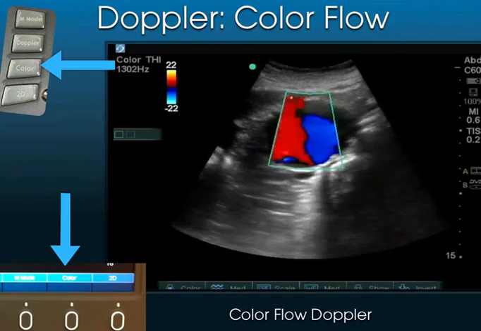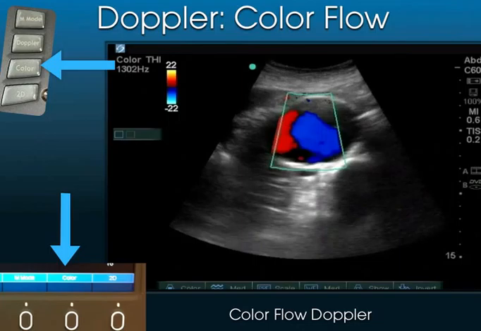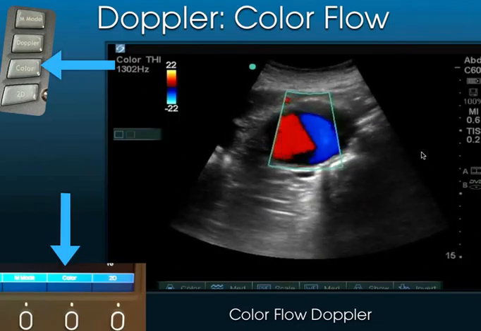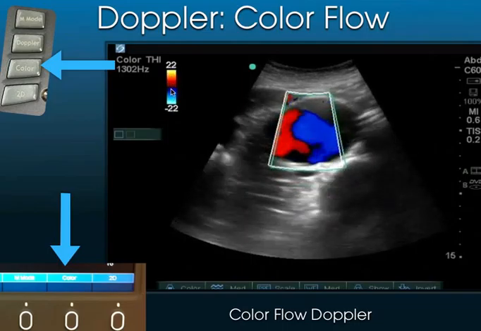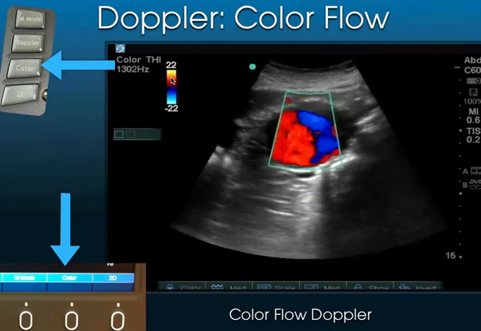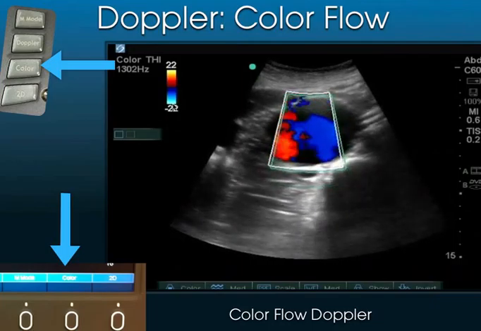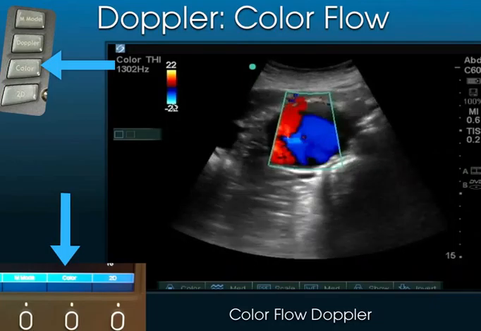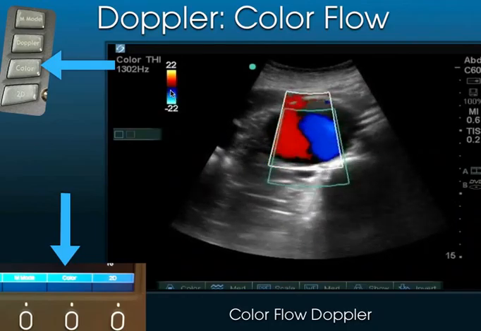Now, you may remember we talked about Doppler. I'm going to bring this up again because it's important with the valves. Remember with Doppler that you've got this scale here. What this means is the red is towards the transducer and blue is away from the transducer. Another way to think about this is BART: blue away, red towards.